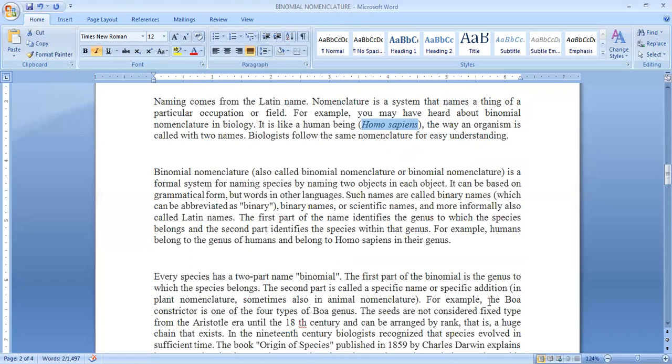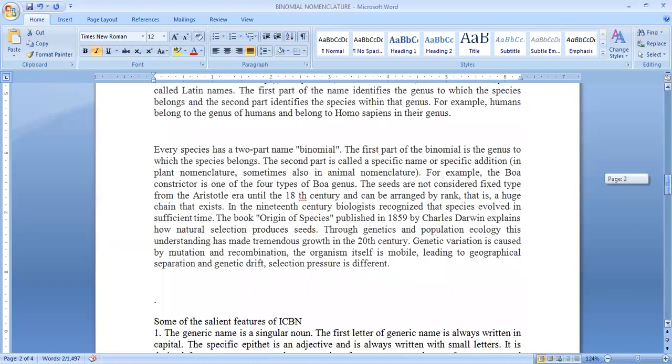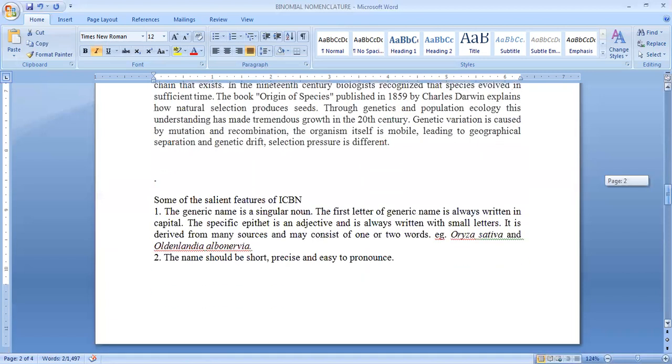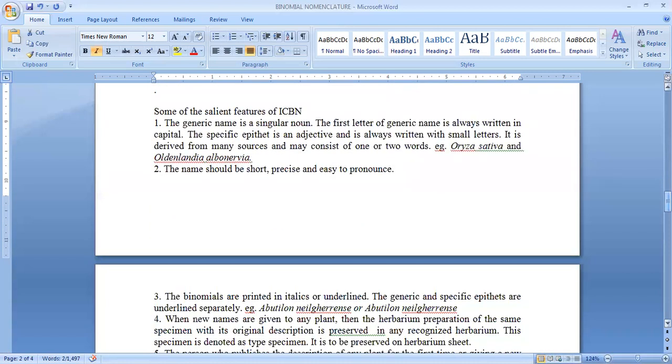Now every species is a part of the binomial. These are some examples; now let's come to the salient features of ICBN. The generic name is a singular noun. The first letter is always written in capital. The specific epithet is an adjective and is always written in small letters.